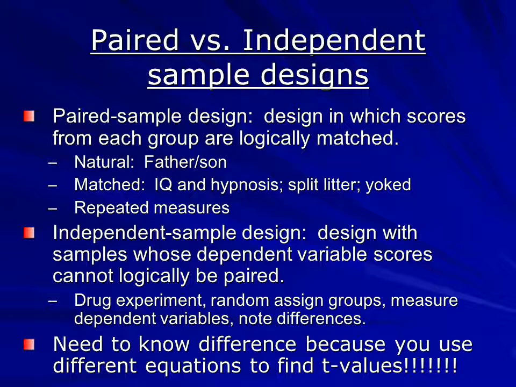A split litter, what does this mean? This is when we're talking about mice and rats. Typically a lot of research is done on mice, so you've got mice from the same litter. If you've got 10 mice from the same litter, you put 5 into one group and 5 in the other. They're matched because they share DNA. It's very natural. And yoked is where you purposely force them to be together.